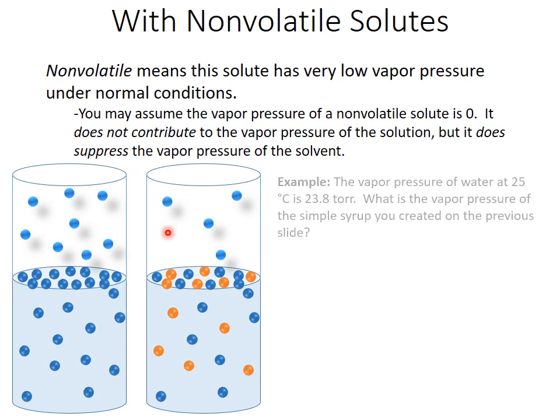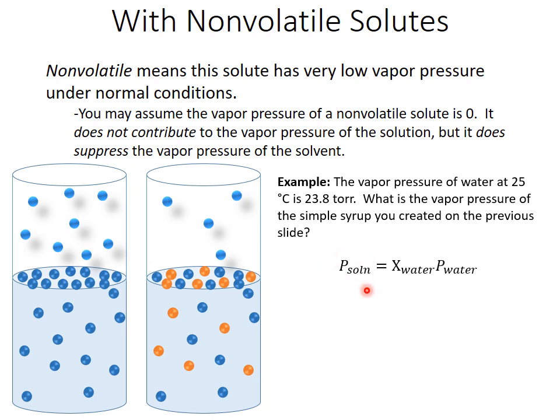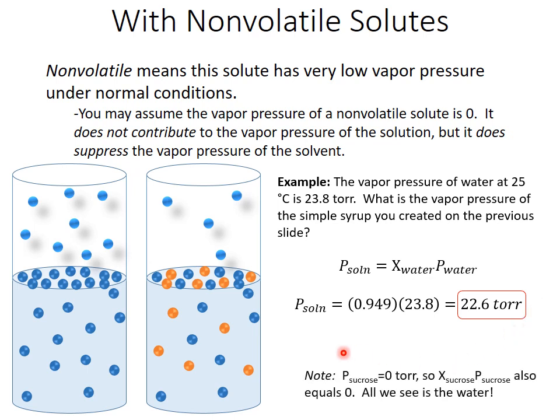Let's look at an example. The vapor pressure of water at 25 degrees Celsius is 23.8 torr. What is the vapor pressure of the simple syrup you created on the previous slide? Well, since we can ignore the sucrose contribution, all we need to care about is the water. The vapor pressure of the solution will be the mole fraction of the water times the vapor pressure of pure water. We plug in our mole fraction from the previous page and the vapor pressure from the problem, and we get 22.6 torr.